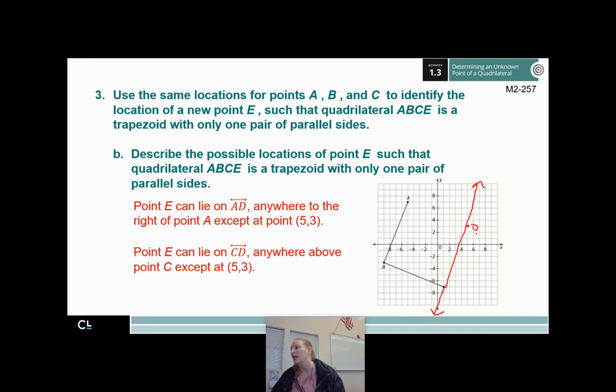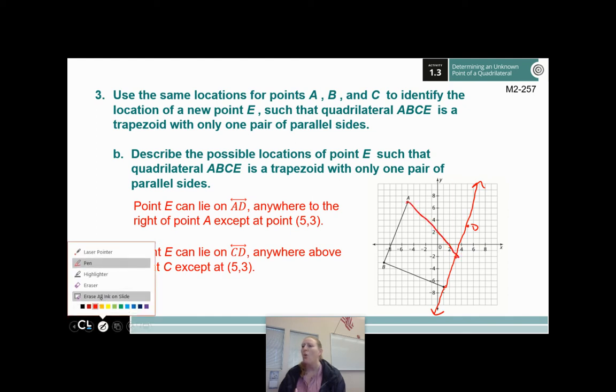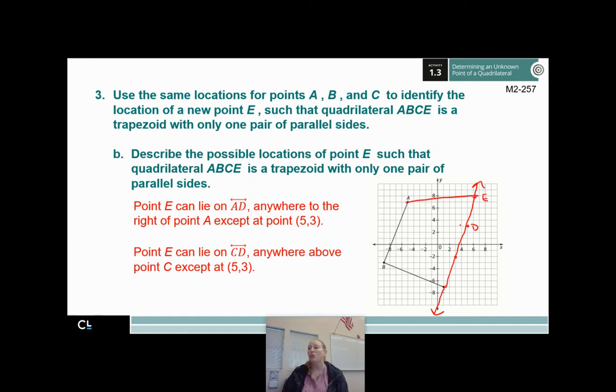There's point D. But E can be anywhere above C, right? E can be over here. Like I can make E over here and be like, there's a trapezoid! Or I could make E be over here and there's a trapezoid, there's my E. Just so long as I don't put it at point D, we should be okay. So we have some options available to us here. That's very nice, isn't it?